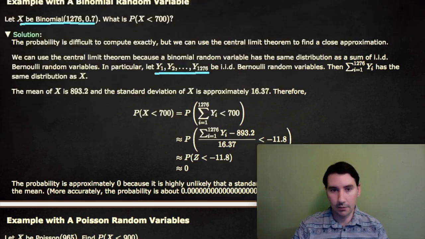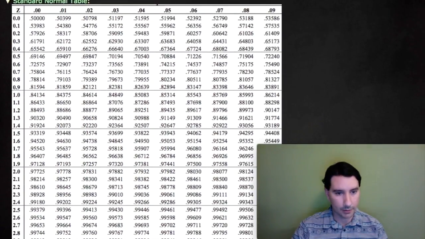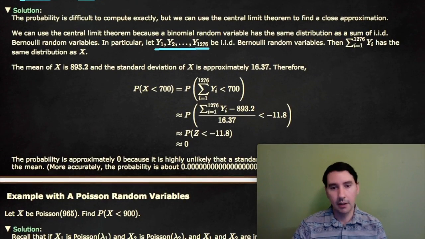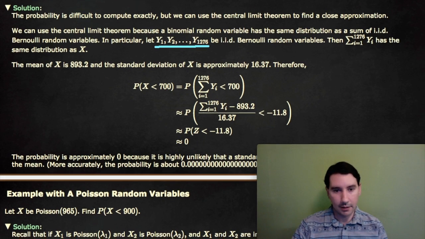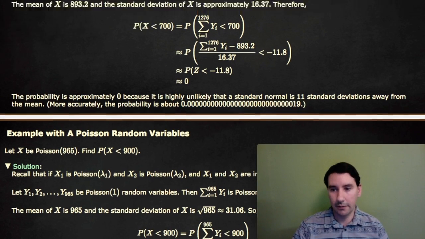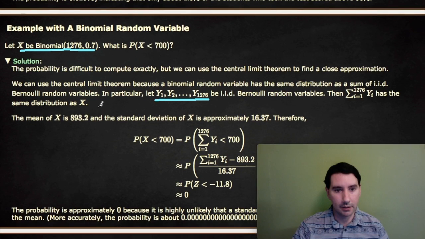And if you go to the table, you'll notice that the table doesn't even go past 2.99. So negative 11.8 is way off the table. And I even just wrote it's approximately 0 here. If you wanted to see the actual value, I went ahead and computed it. It's 0.000 something, a whole bunch of zeros, and then finally a 19. So it's extremely unlikely that you're going to have a value less than 700, even though the mean is 893.2. And that's because it's 11 standard deviations, almost 12 standard deviations away from the mean, and that's extremely unlikely to happen.